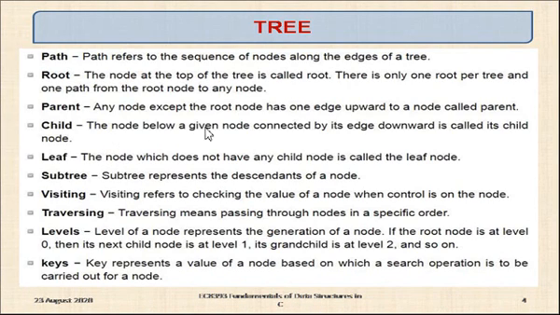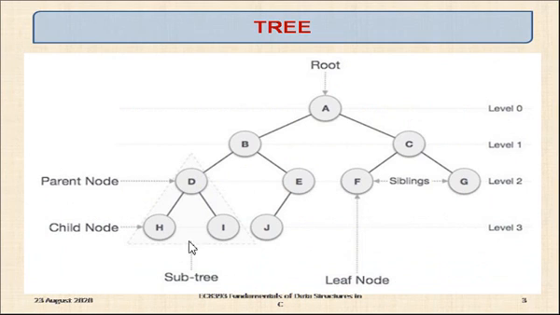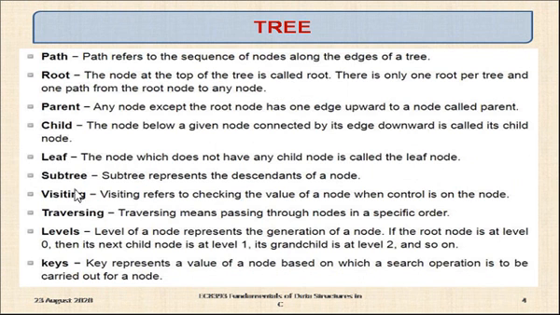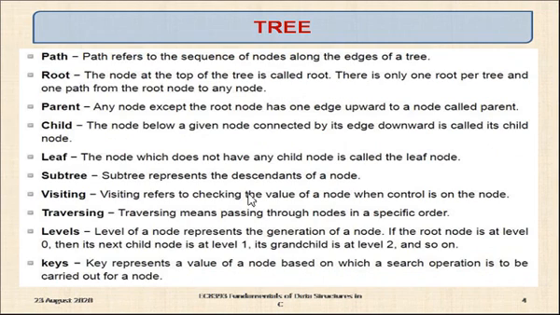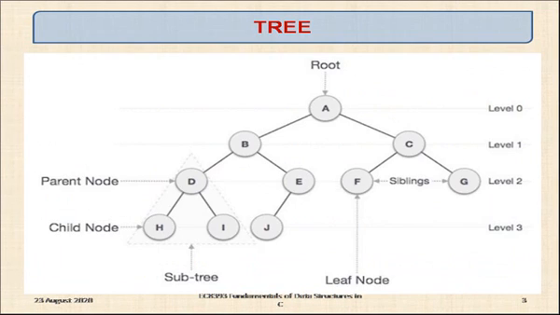Child. The node below a given node connected by its edge downward is called a child node. Leaf. The node which doesn't have any child node is called a leaf node. There are nodes you see at the bottom. So these are all called leaf nodes. H, I, J, F are called leaf nodes because those nodes are not having any child. Subtree. A subtree represents the descendants of a node. This is one subtree. This is another subtree, like that.